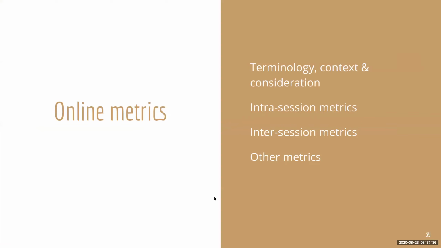Okay, so by metrics, I mean online metrics. We're going to start with terminology, context, and considerations. There's going to be a big focus on what we call intra-session metrics, the metrics that assess the quality of the session. And then inter-session metrics, since engagement is not just within a session, it's cross-session. So it's important also to look at those metrics, and importantly, how intra-session helps inter-session. And then we will discuss all the metrics, and then we'll have a break.